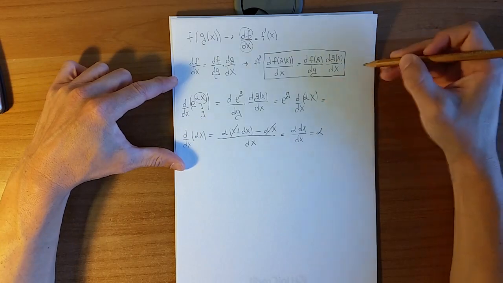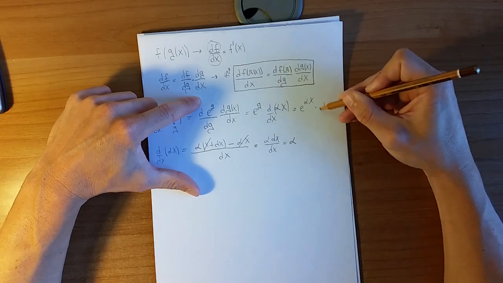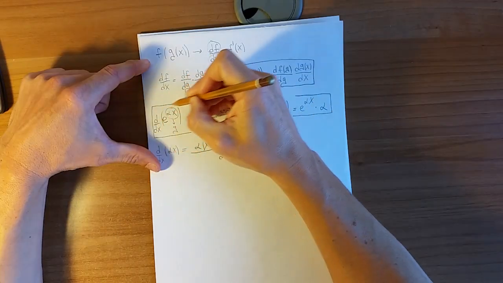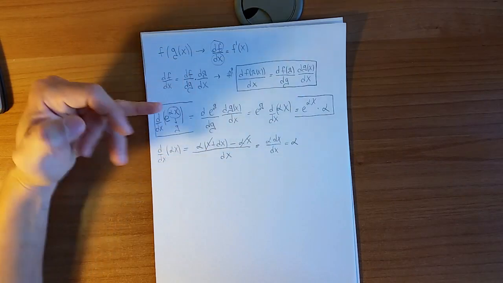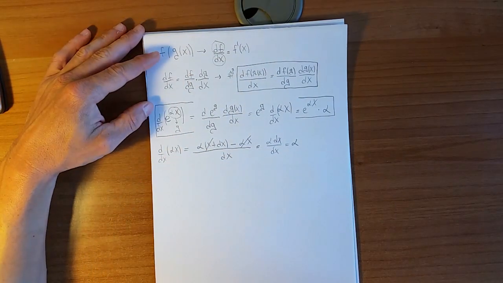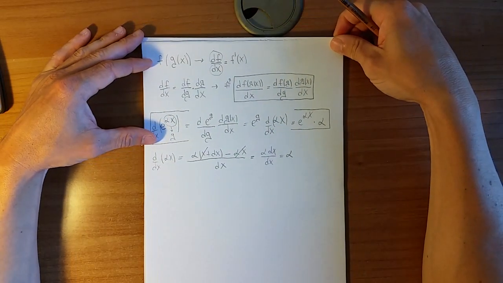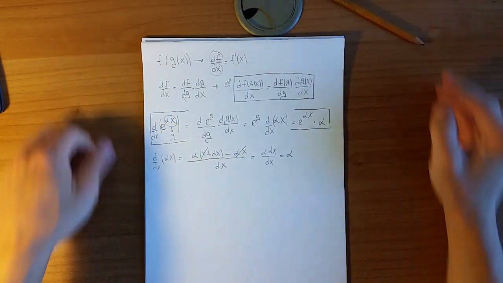Our derivative becomes equal to e to the g, which is just e to the alpha x, as I said, times alpha. So this is our derivative, and this is a very simple example of a very simple derivative. But this formula is applied very often and continuously, non-stop, in mathematics, physics and other applications.